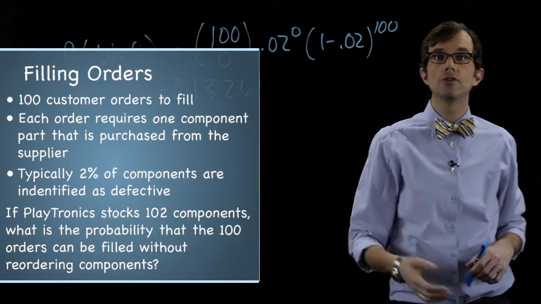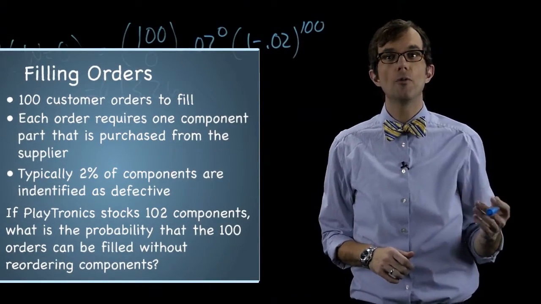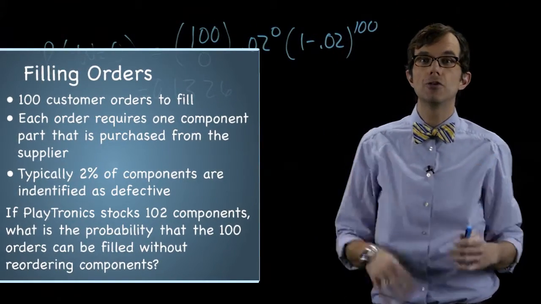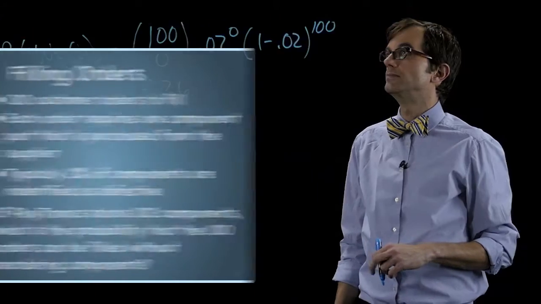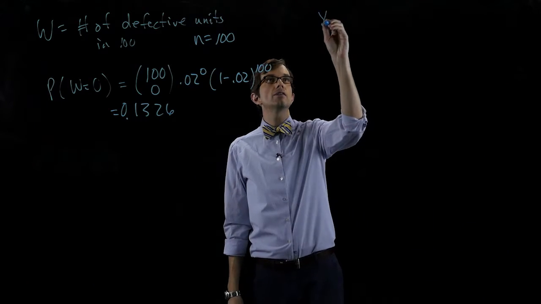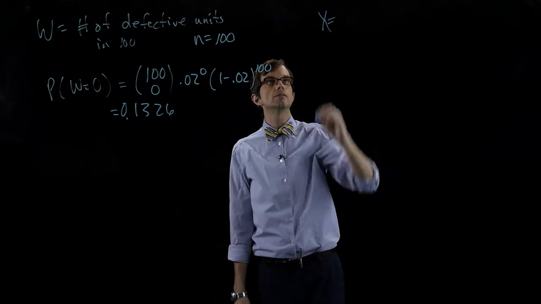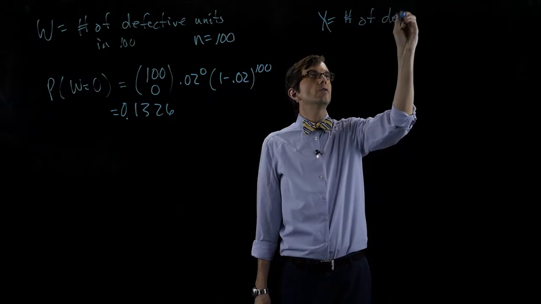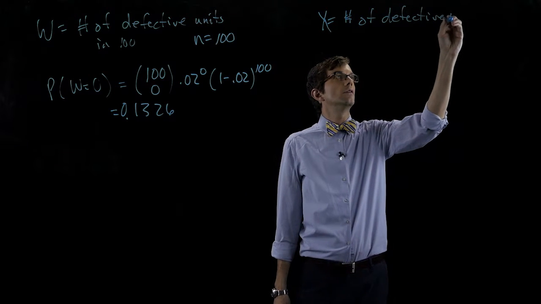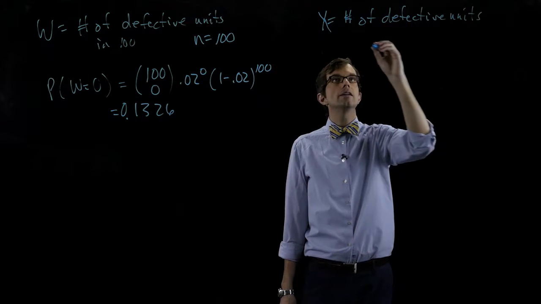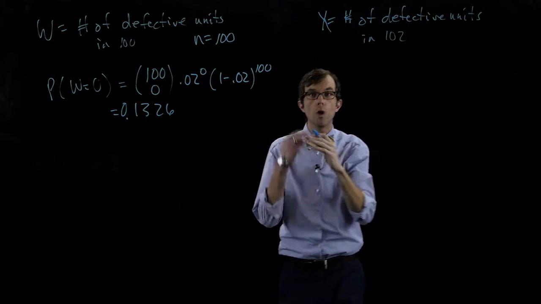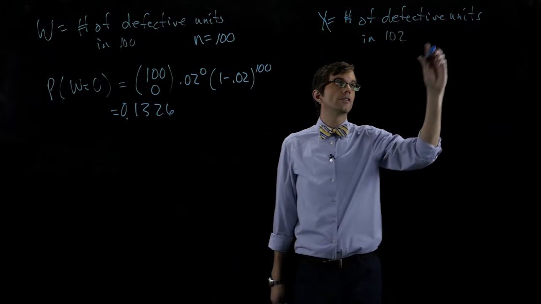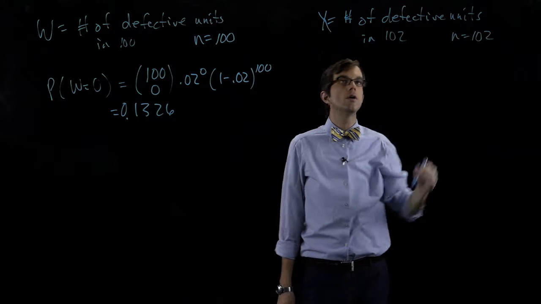Now let's say 102 components are stocked. What's the probability that 100 orders can be filled without reordering if we have 102 parts on hand? Okay, so let's name this random variable, let's call it X, and that's going to be the number of defective units in 102. So we've got 102 on hand this time. We still have 100 orders to fill. So n here is 102.